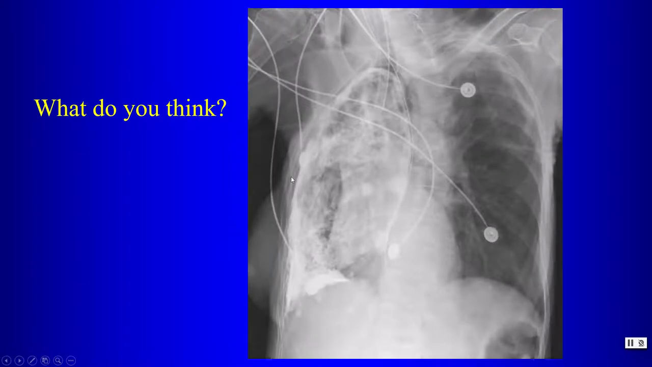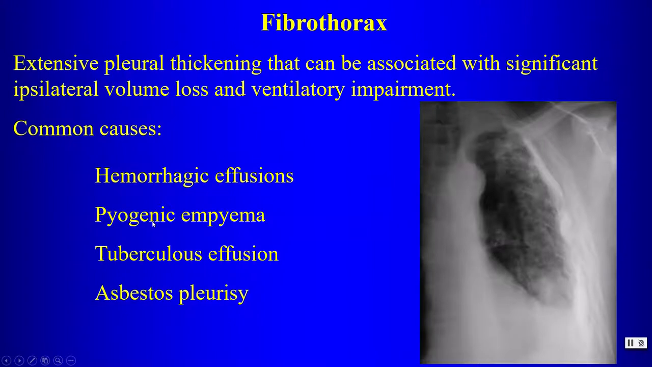Here we have extensive calcification of the pleura, indicating extensive fibrosis within the pleura. What is this called? This is called a fibrothorax. Fibrothorax is when we have extensive pleural thickening that can be associated with ipsilateral volume loss and ventilatory impairment. This can result as a complication of hemorrhagic effusions, commonly after pyogenic empyema, especially tuberculosis, and can also occur from asbestos pleurisy.